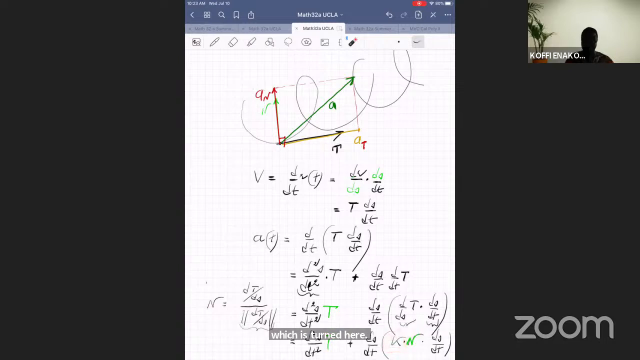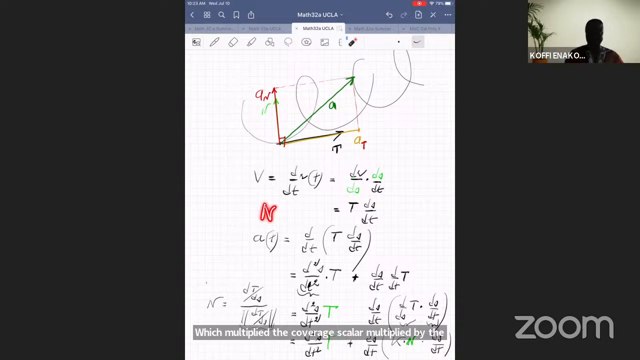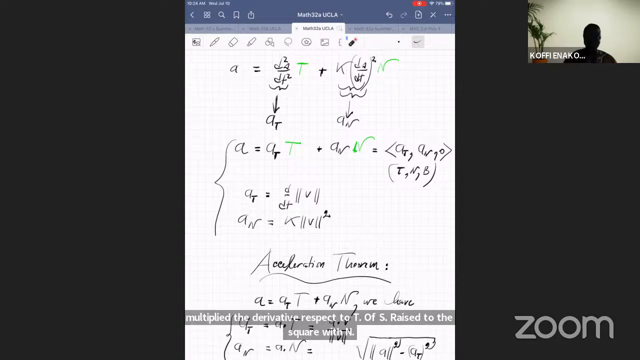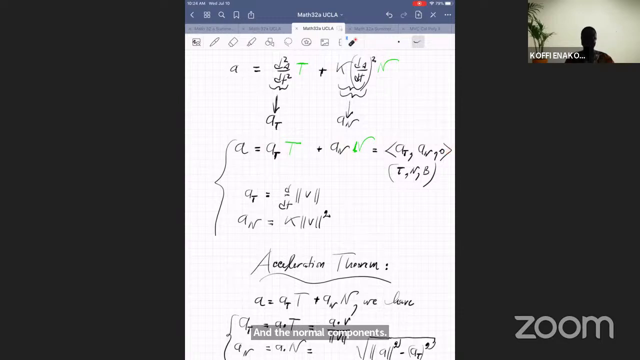So I have a constant term here, another constant term over here with the n that goes out, and I'll have d with respect to t of s multiplied by another d with respect to t of s, which multiply the curvature scalar multiplied by the unit normal n. Okay, so let me finish that. So I have this, which is the tangential component, and the normal component will be the curvature, which multiplies the derivative with respect to t of s raised to the square, with n. Okay, so this will be the tangential component and the normal component, with a zero term at the end over here.